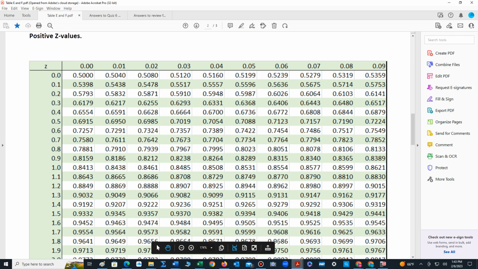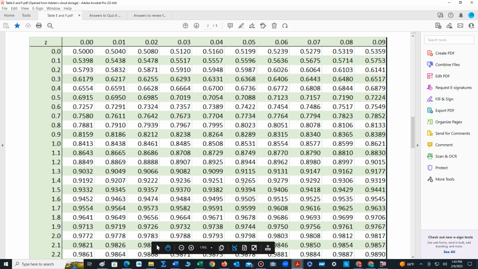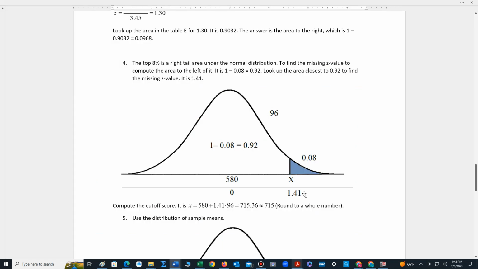So let's look for the area closest to 0.92. Here's 0.9265. We want a value that's closest to it. And I believe this is as close as we're going to get, 0.9207. So that's 1.41. That's the z-value.